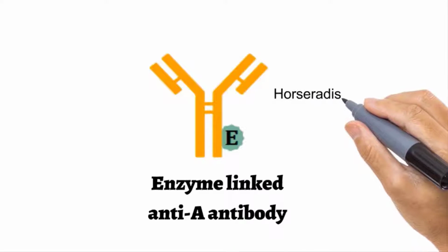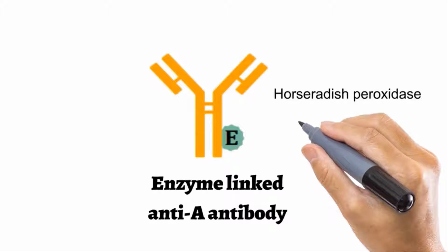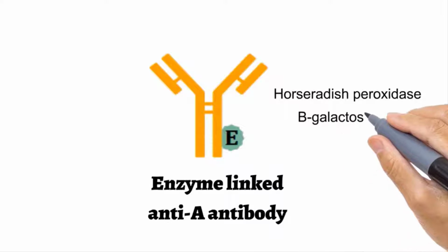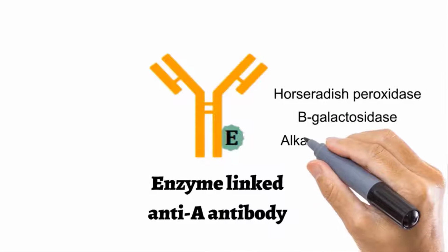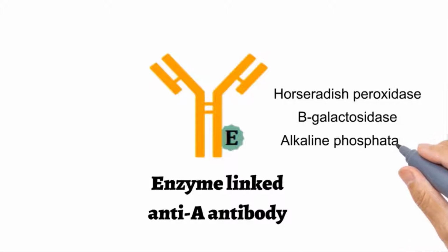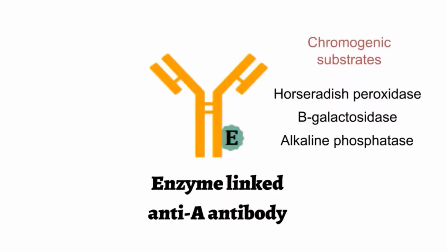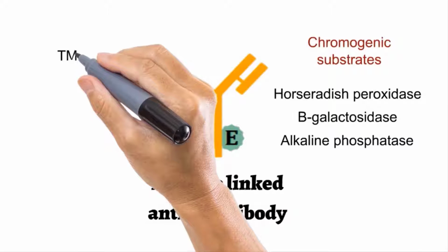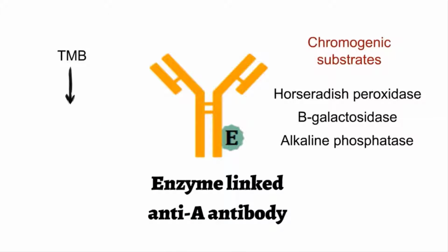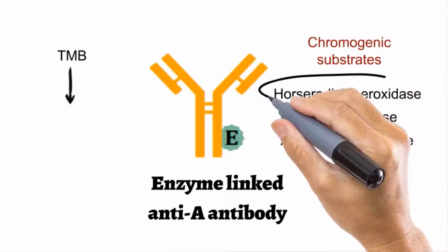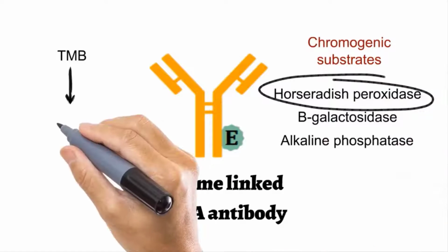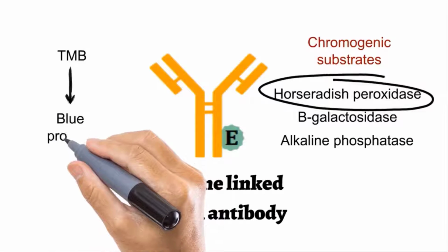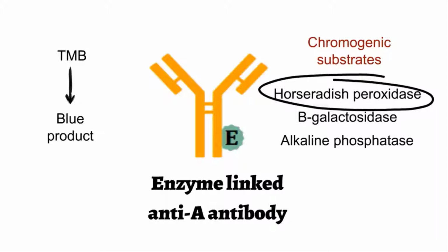The enzyme can be horseradish peroxidase, beta-galactosidase or alkaline phosphatase. All these enzymes have chromogenic substrates. For example, TMB, that is tetramethylbenzidine, which is the substrate of enzyme horseradish peroxidase, gives blue color when converted into the product, and its intensity can be determined by spectrophotometric method.